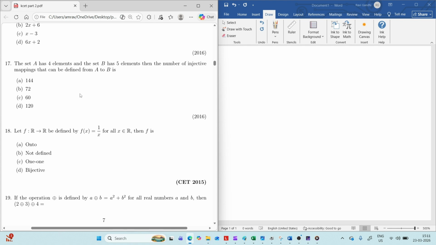The set A has 4 elements and the set B has 5 elements. Then the number of injective mappings that can be defined from A to B. Basically injective mapping is nothing but 1-1 mapping.